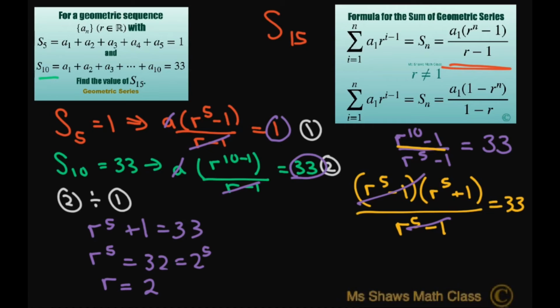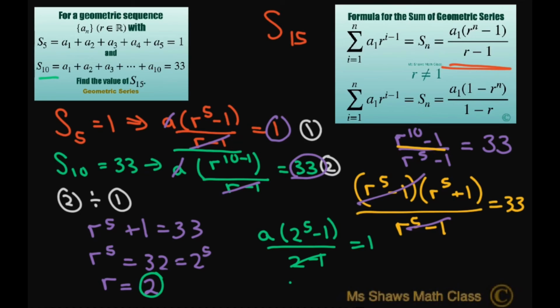All right. Since r is 2 and r is a real number, we're going to substitute our 2 back into one of these equations. Let's substitute it back into 1. If I substitute r back into 1, I get a times 2 to the power of 5 minus 1, divided by 2 minus 1, and this equals 1. So this is just going to be 1.